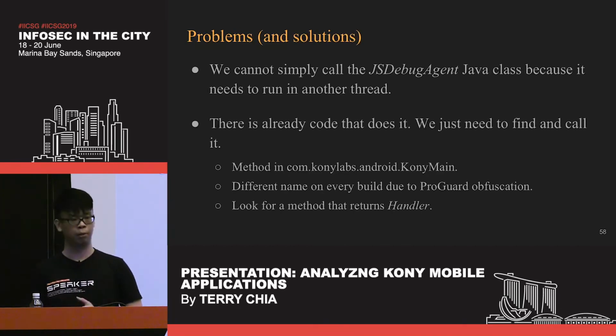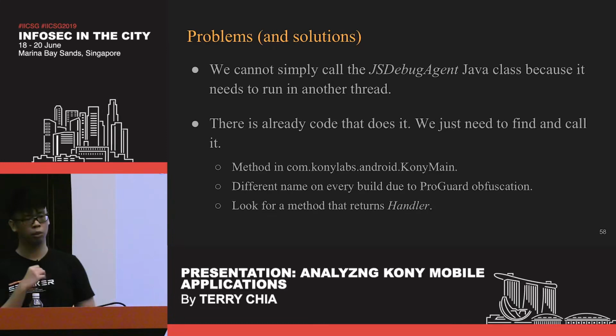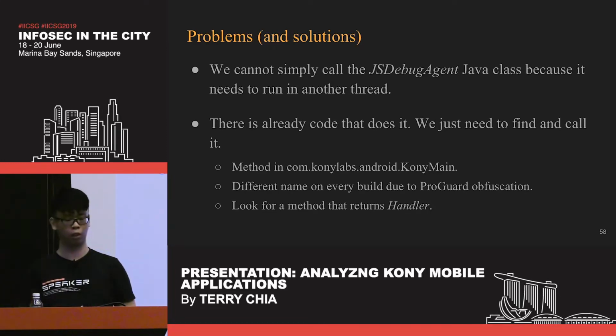So there were a few problems that I ran across along the way. The first was that we cannot just call the JS debug agent Java class from the main thread of the application because it needs to run in the background. Otherwise, your application will just be stuck there. So there's already code in the Dalvik bytecode that does this. So all we have to do is find it and call it.